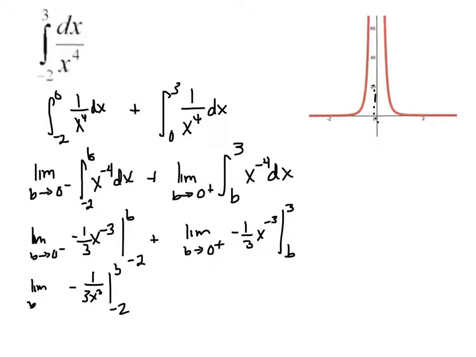And what you're going to find here is when you plug in 0, or you plug in b, I guess, you're going to get something that's undefined again. So just think about this. Once you plug this in, you have 3b cubed, but b, we're plugging in 0. That's undefined. So once again, it diverges.